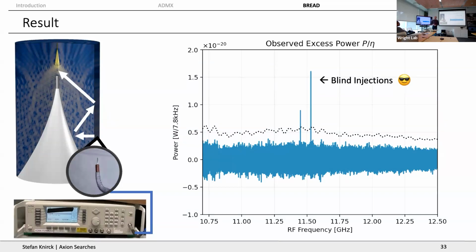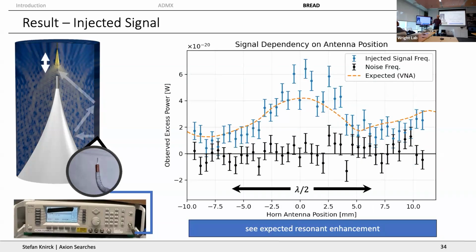And we injected those signals for 2 different data taking periods at 2 different frequencies. While they appear in the spectrum, not roughly, exactly at the right frequencies and exactly at the right times when we inject them. So this is cool. The other cool thing is, I told you about this resonant modification of the response. These injected signals, of course, undergo the exact same effect.